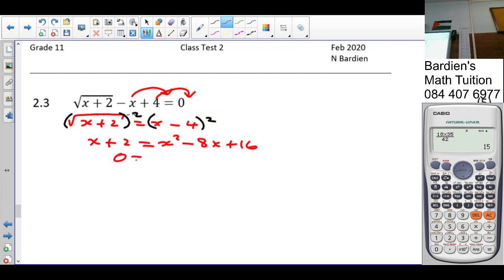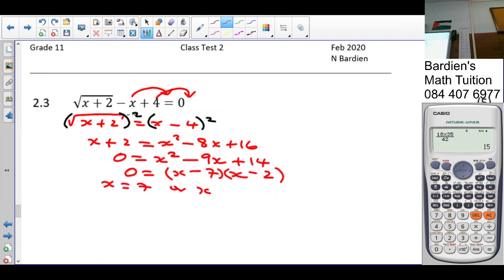Now it becomes a quadratic equation, so it's x squared minus 8x minus x, minus 9x. 16 minus 2 is going to give you 14. Trinomial, x and x, 7 and 2, both negative. So x is equal to 7 or x equal to 2. Now of course you must check this. Is that where you lost your mark? Yeah. You must check.